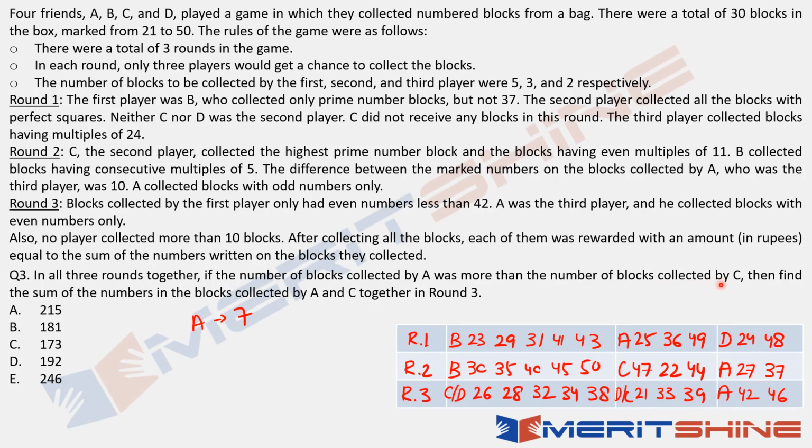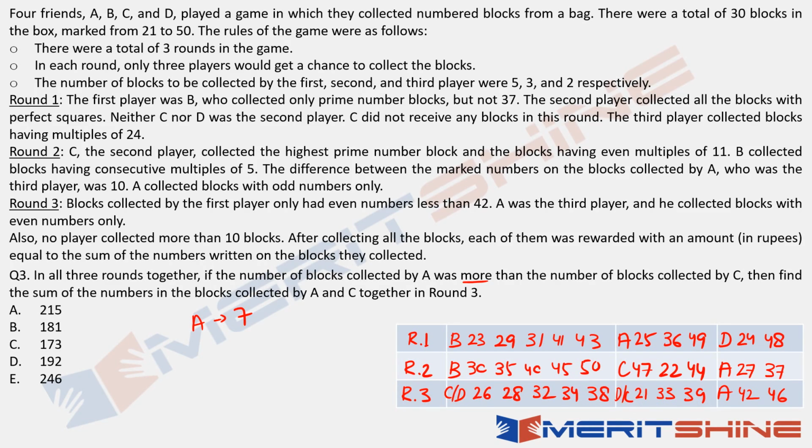What is the number of blocks collected by C? C is not there in round 1. C is here. So 3, that's fixed. And it can be either this 5 or this 3. But it says was more here. So it means that we are talking about the case in which C collects here. C is the second player in round 3, not the first one. Because if we take C as the first player, it will be 5 and this is 3. 5 plus 3, 8. A is at 7. It will not work. So the case we take would be when C is here.